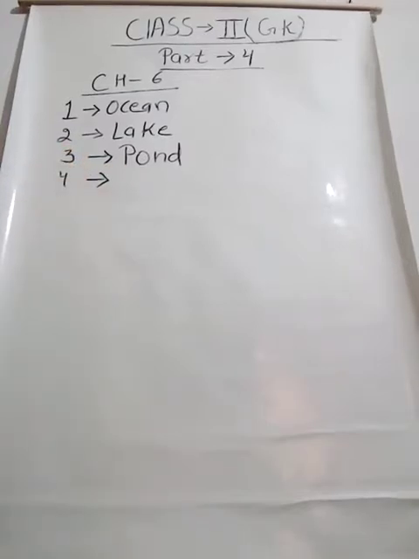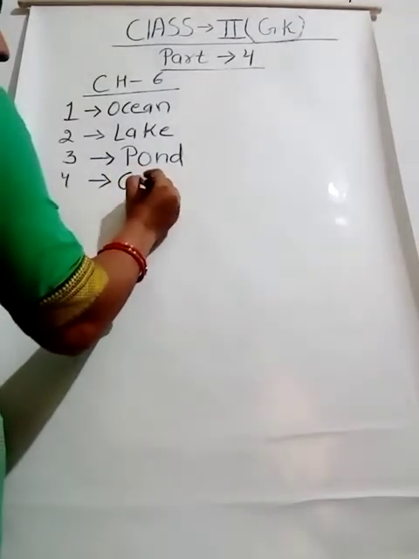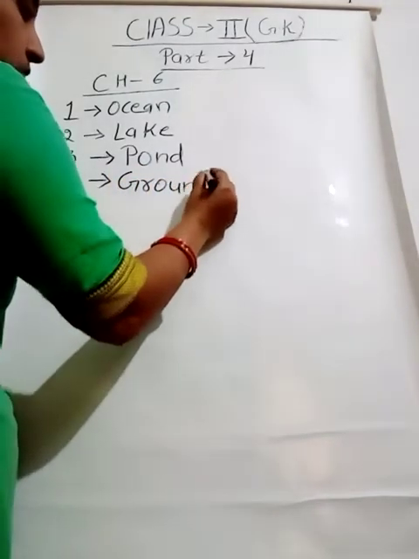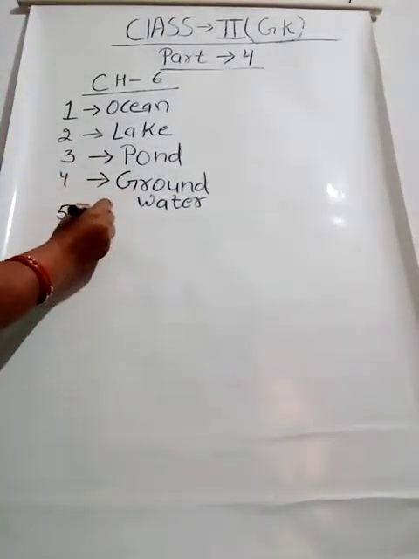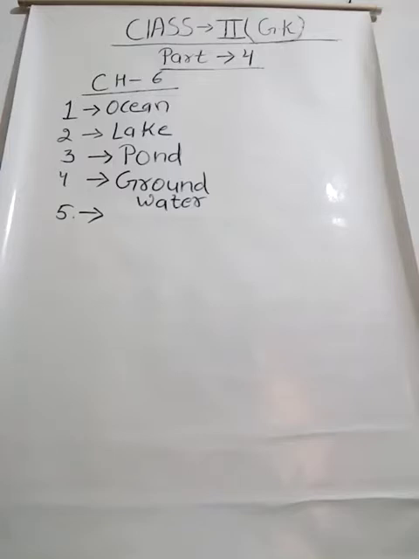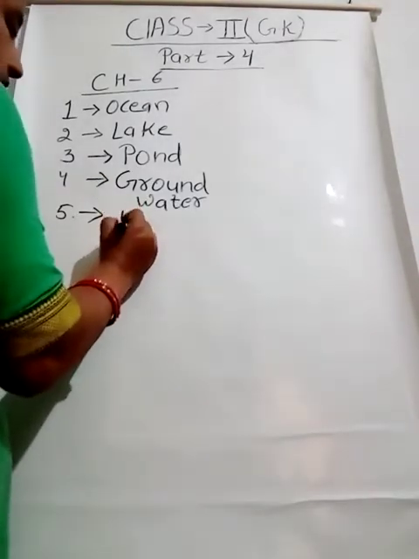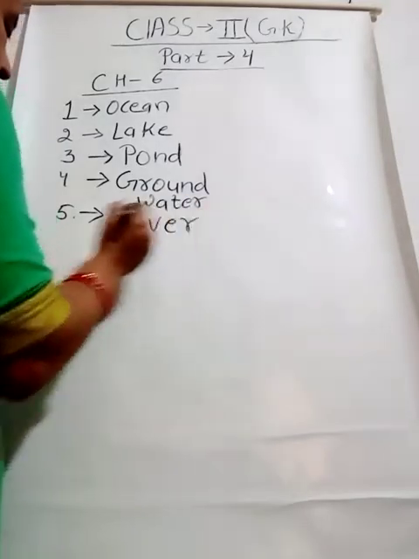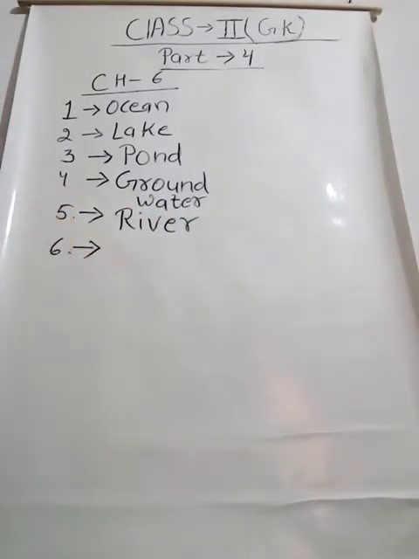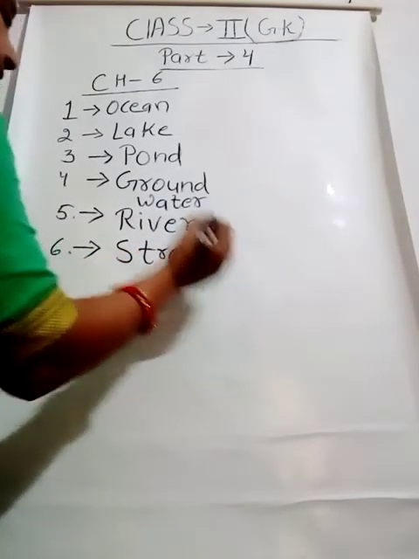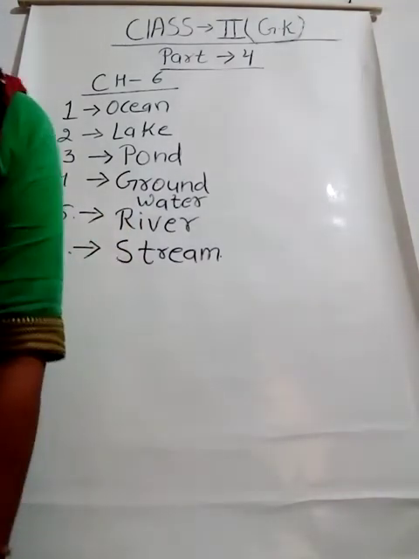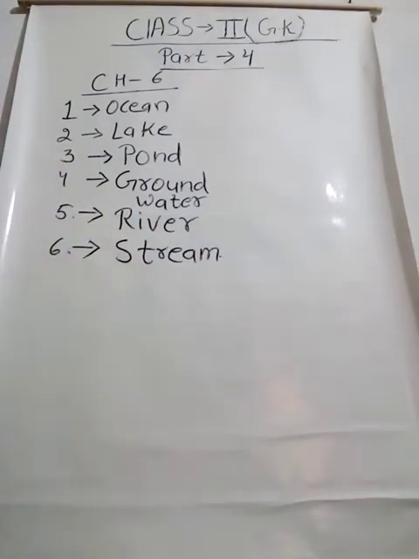Number 4 picture looks like groundwater. Match it with groundwater. Number 5, look at the picture. It looks like a river. It is a river. Number 6, if you look in your book, in number 6 picture, it is a stream. Okay, then these are the different natural sources of water.